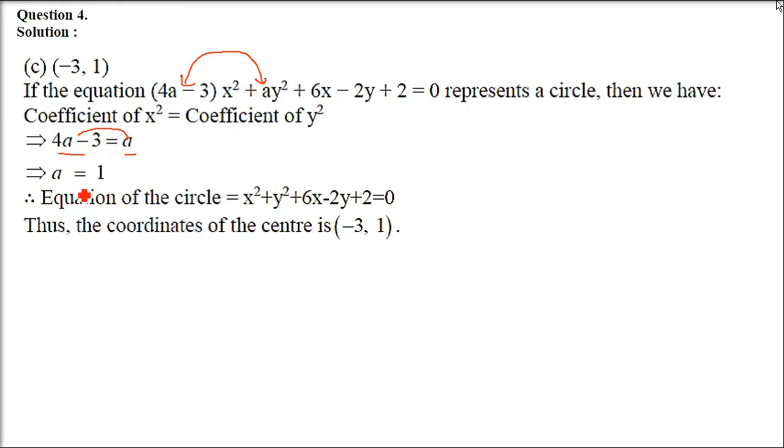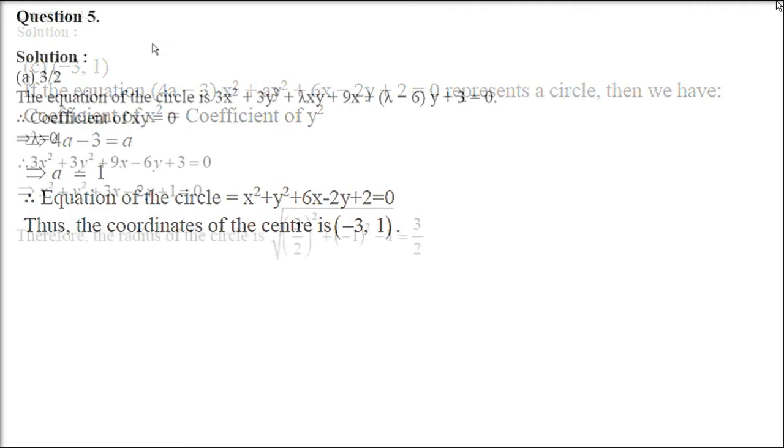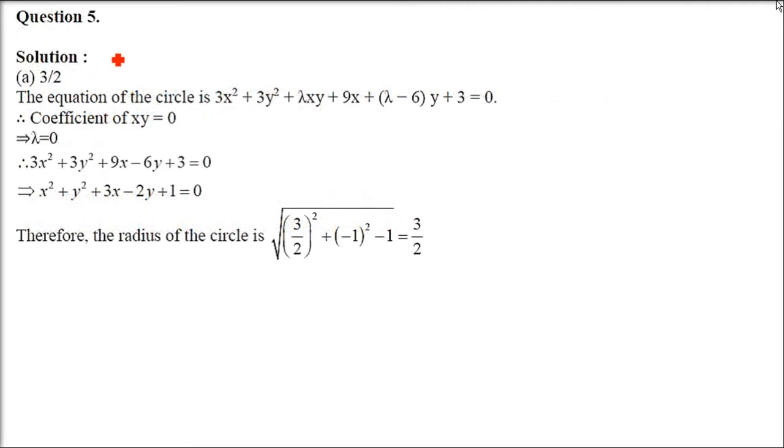This is the first thing that is clear. Now take this a, put it in the equation. The equation of the circle is going to be, just put a as 1, x square plus y square plus 6x minus 2y plus 2 equals 0. You compare this 6x with 2gx, compare this minus 2y with 2fy. And minus g minus f is going to be minus 3 and 1. And this is going to be the center. C is the correct answer here. If you take g and f, the answer will change. So it will be incorrect.